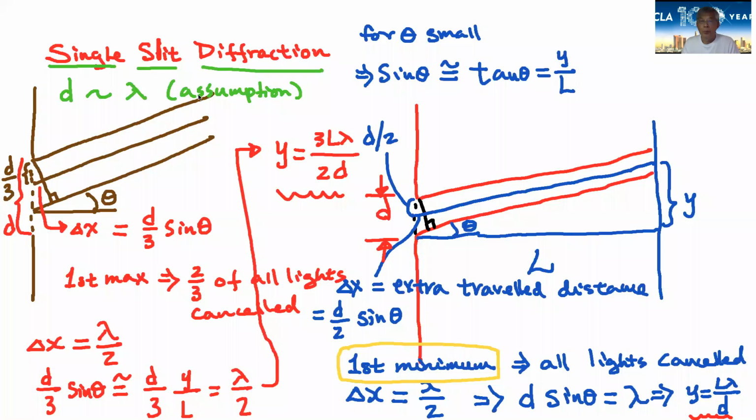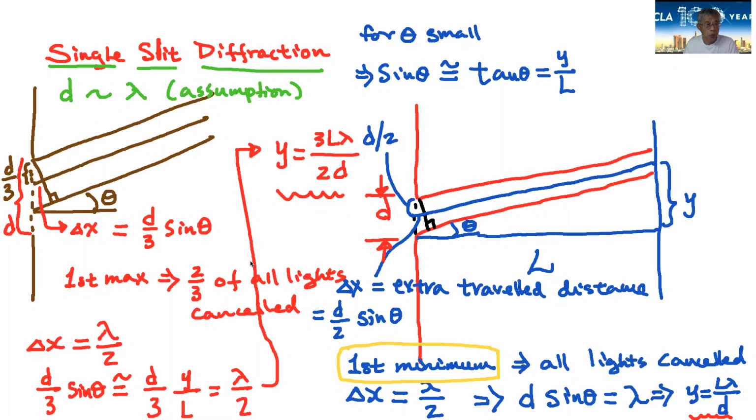Hello, we're going to talk about single slit diffraction. Slit diffraction occurs when there's only one slit, and this opening, this single slit, is comparable to the wavelength lambda of this monochromatic light. Monochromatic light means single wavelength light. When they are very similar, that's when the diffraction occurs.